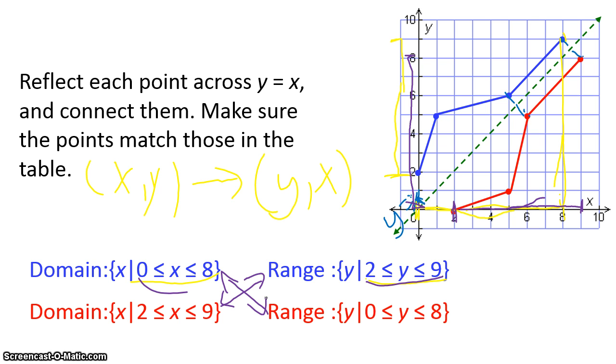Now I want you to think about that. That should make sense to you, because if you switch the x and the y, what is domain and what is range? They are x and y, right? So if you switch the x and y, your inverse will have as its new domain the original range, and for its range, it will have the original domain, and that will work every single time. And that should make sense. Well, let's try another one.